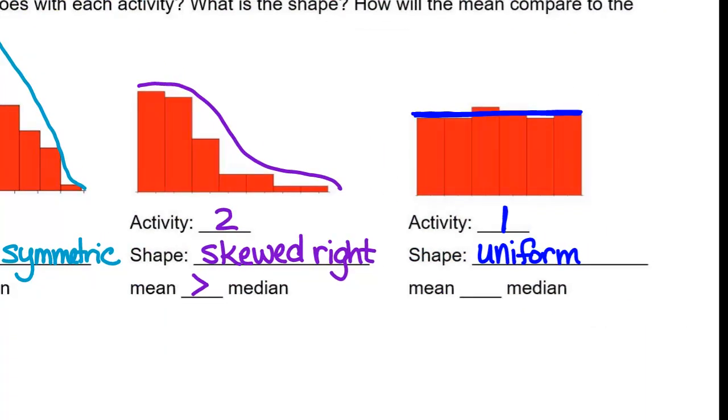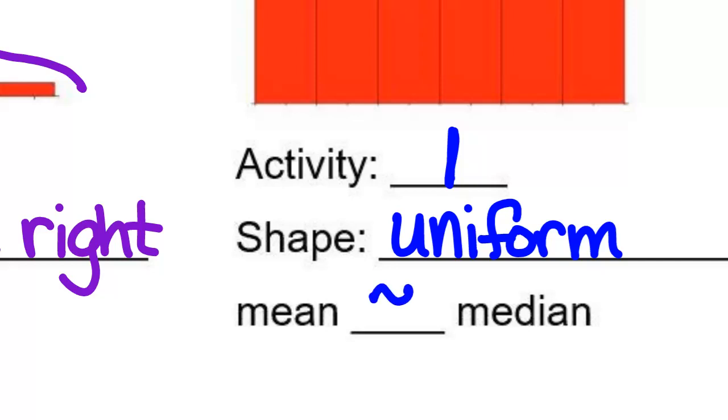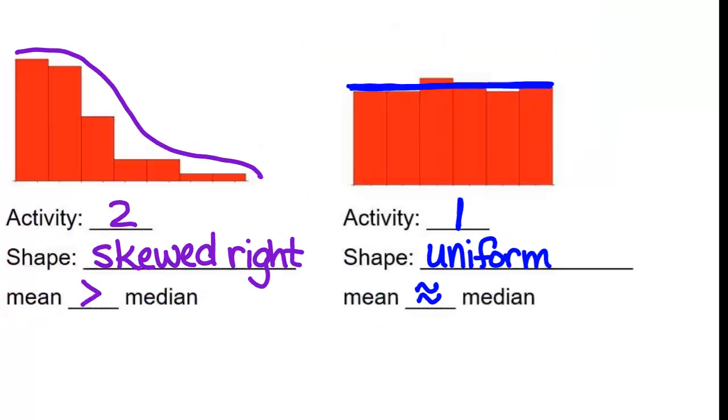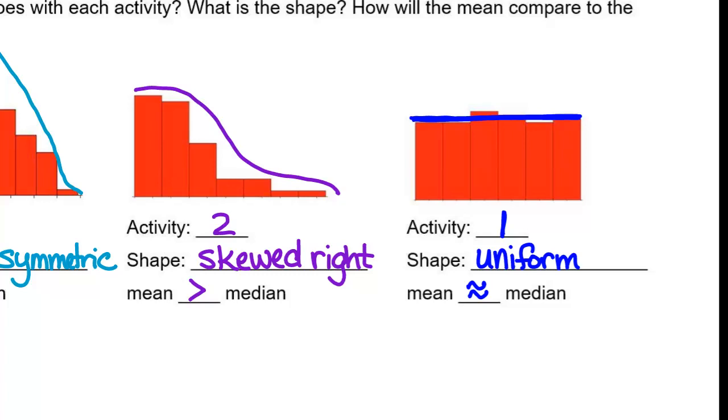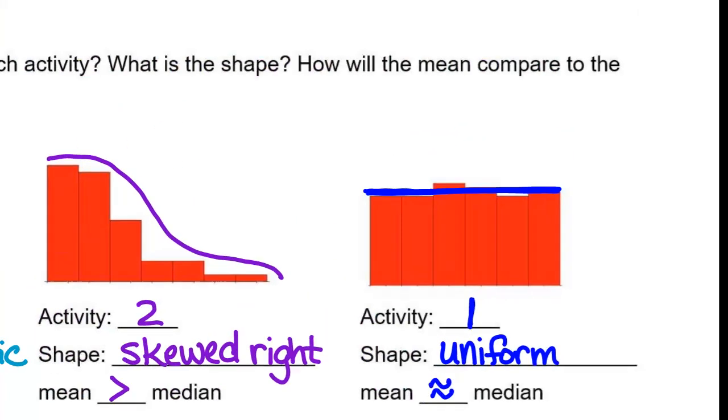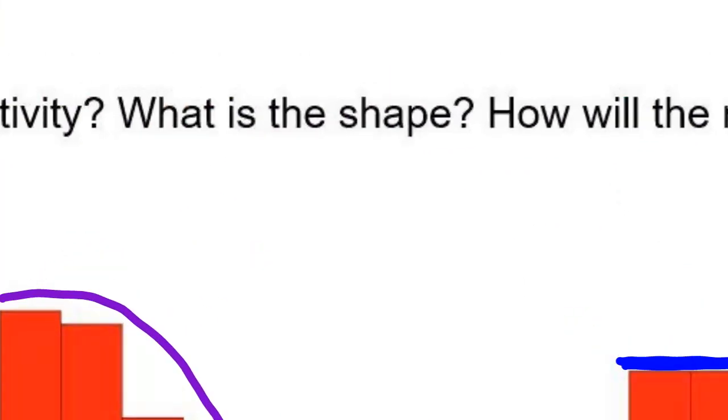And what about our uniform distribution? The mean would be bigger, smaller, or about the same? About the same. Again, a uniform distribution is symmetric. And so again, we see this mean and median being really close to the same number. These are all examples of something called a density curve.